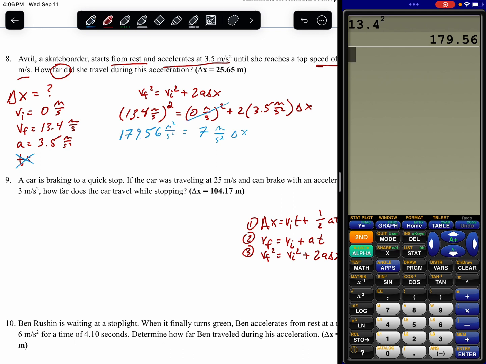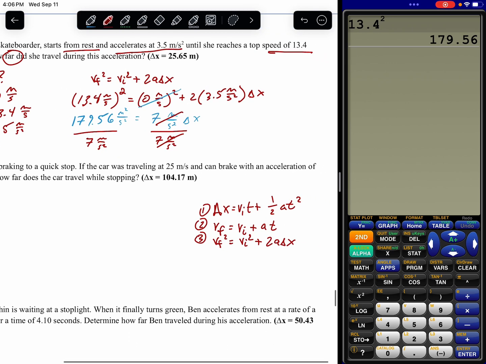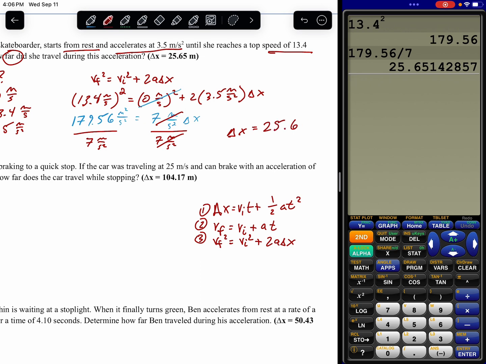Let's go ahead and switch back. We're going to divide both sides by 7 meters per second squared. And we get our answer of delta x equals 179.56 divided by 7, which is 25.7. And the units work out, the second squared gets canceled, and then one of those meters gets canceled, so we have meters.